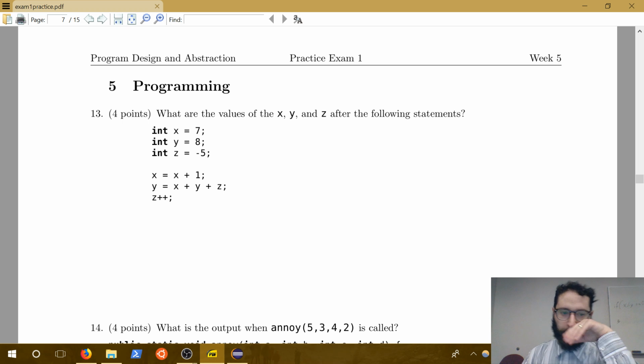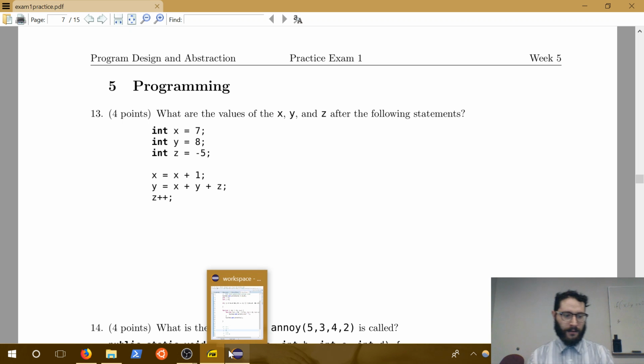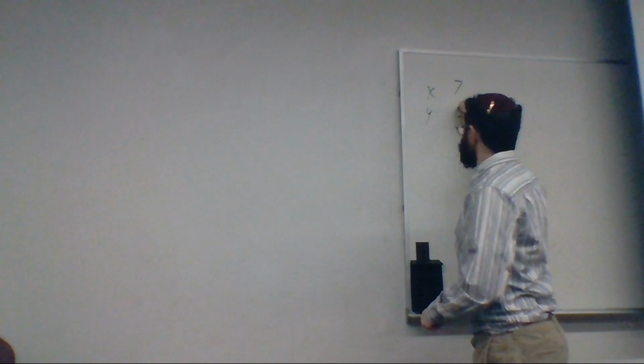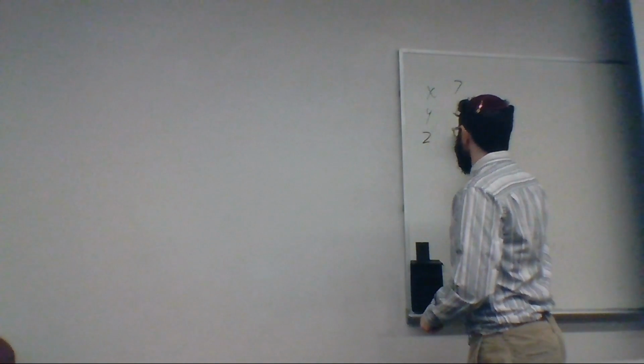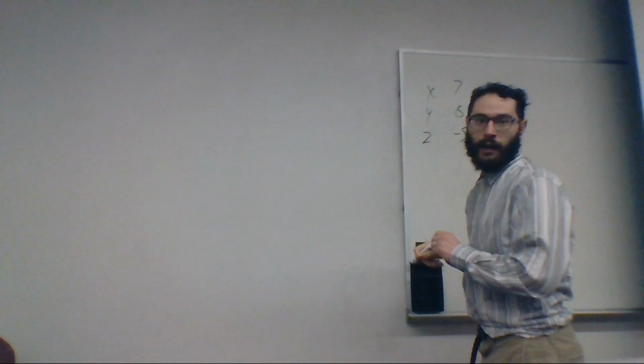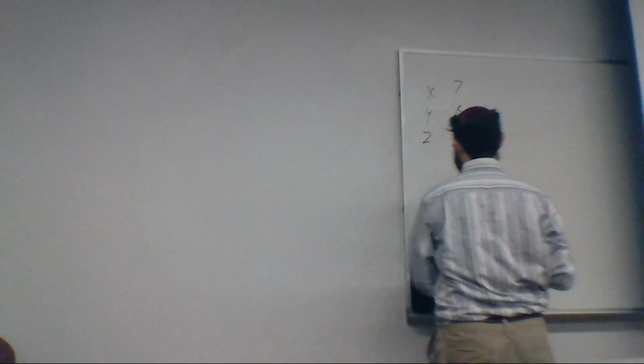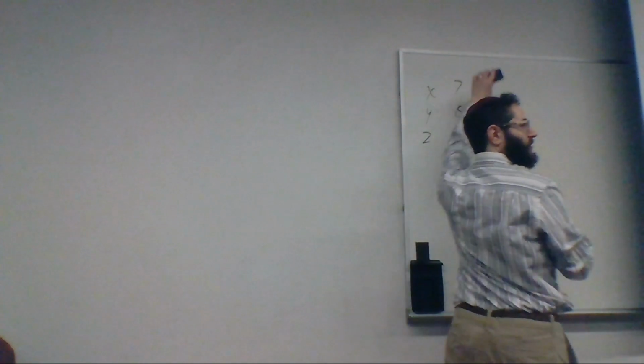Let's go ahead and actually do these on the board. If you're following along, I'll simply write them down. So x is 7, y is 8, z is negative 5. Okay, so the first line is x is equal to x plus 1. That means we add 1 to x and we store it in x.